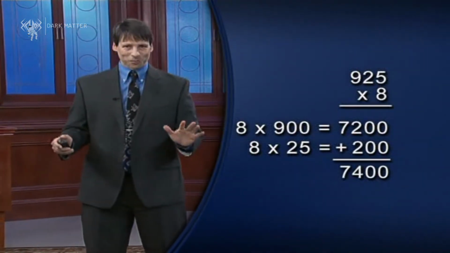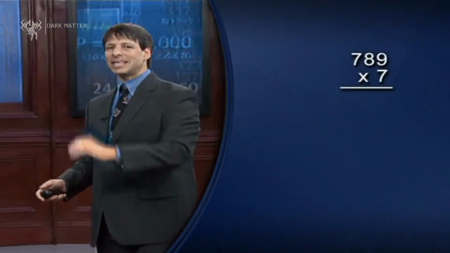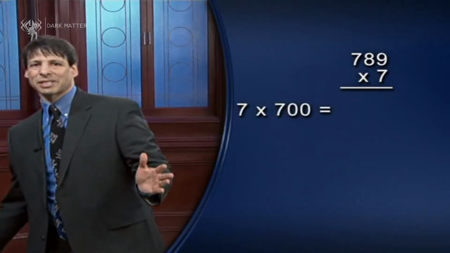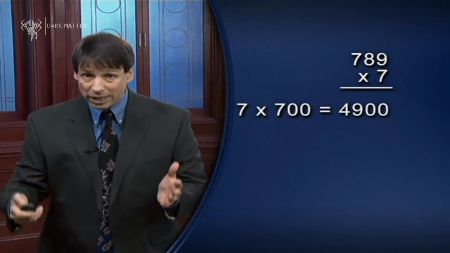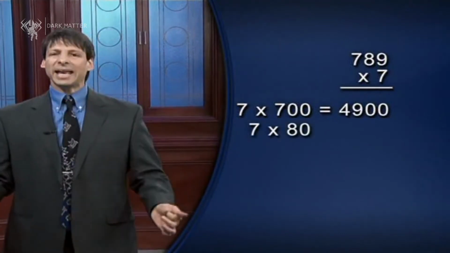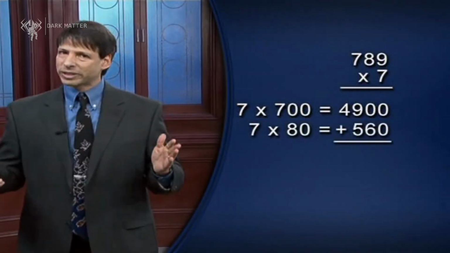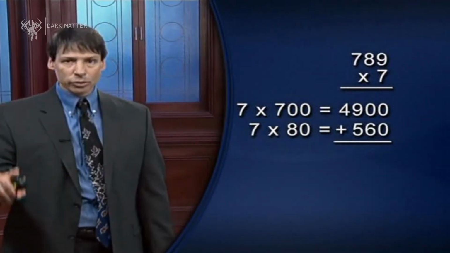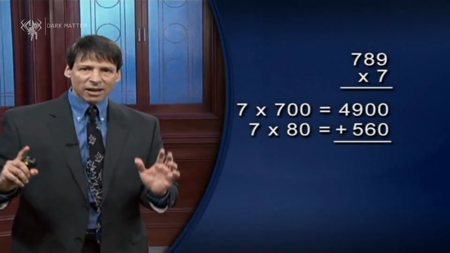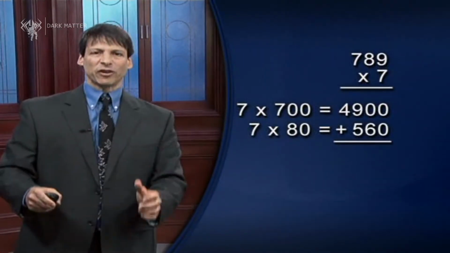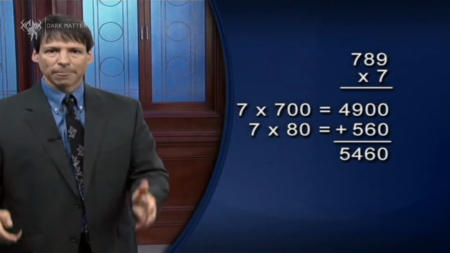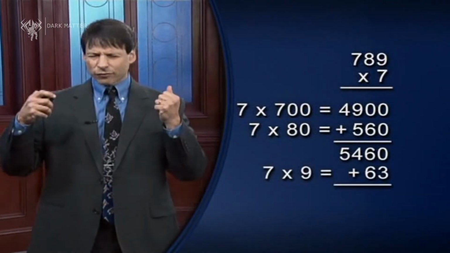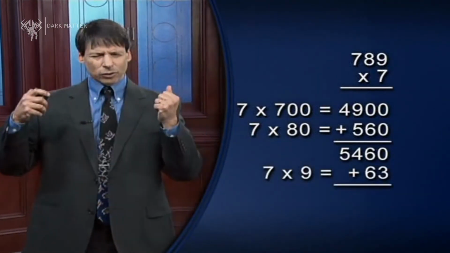Okay, let's try a harder problem. Let's try 789 times 7. All right, so we start with 7 times 700, which is 4,900. 7 times 80 is 560. Add those together from left to right. Listen to the numbers. 4,900 plus 560 is 5,460. Next we do 7 times 9, which is 63. We're going to have to do 5,460 plus 63.